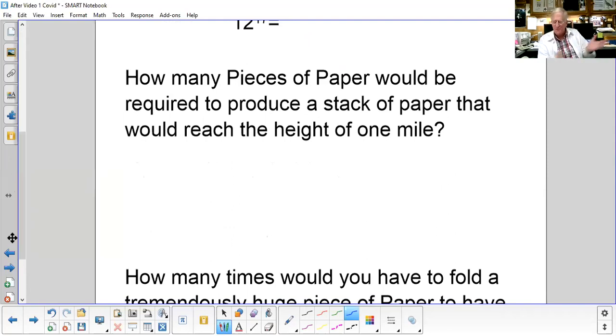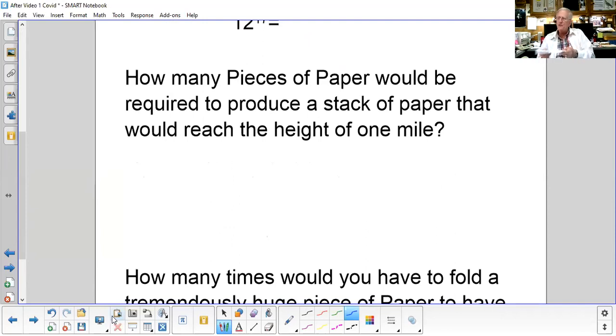You've all folded paper before, right? How many layers of paper do you have if you take a normal sheet of paper and fold it in half? Well, you can see right here, I have a sheet of paper, and I have folded it in half. Notice it has 2 layers, right?